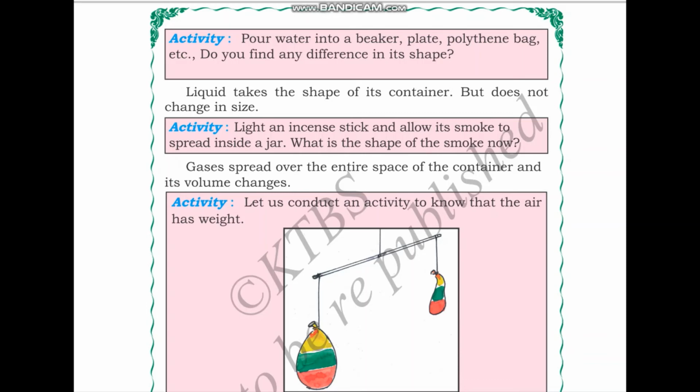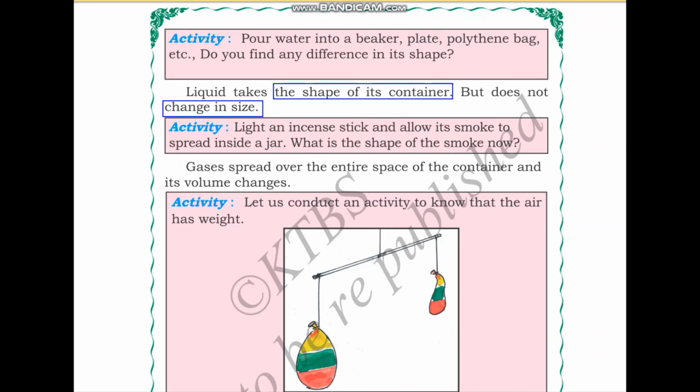Therefore, liquid takes the shape of the container. However, it does not change in size. Okay, liquids do not change in size. If you have 1 liter of water with you, whether it is in the cup or in the water bottle, it will always be the same 1 liter. Okay, so liquids take the shape of the container but do not change in size.